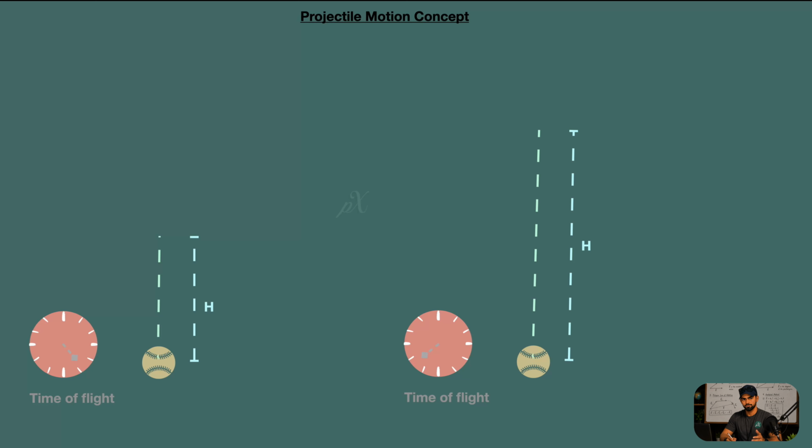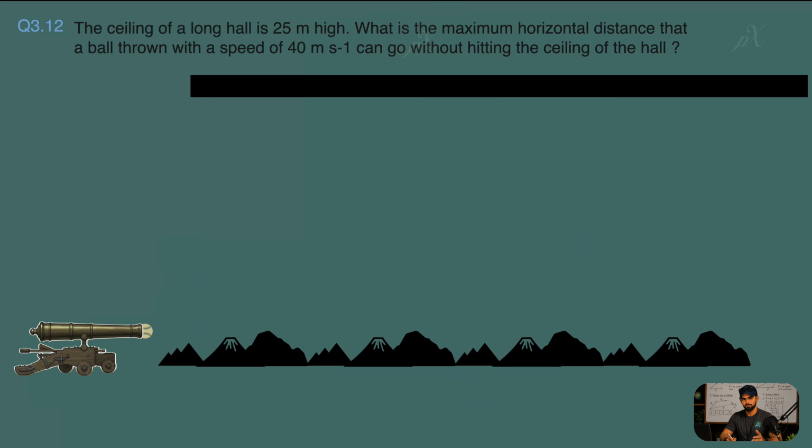Now, let's understand this with a simple example. Suppose we throw the ball almost in a straight line from the ground. It comes back down very quickly. Since the ball hardly moves upward, its time of flight is very small.